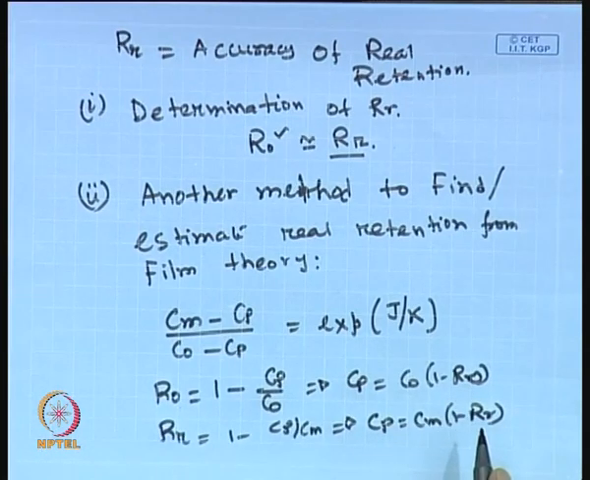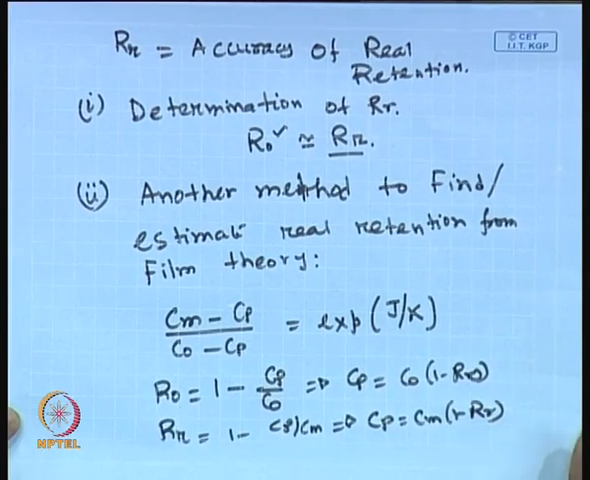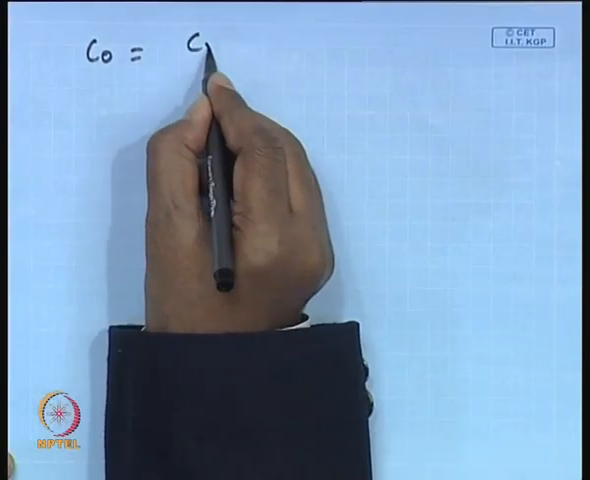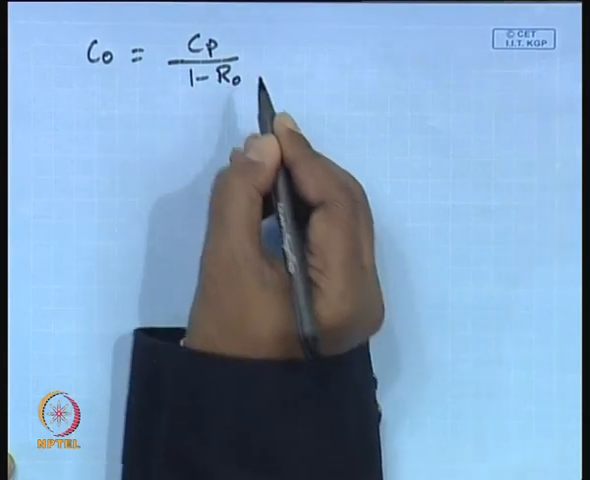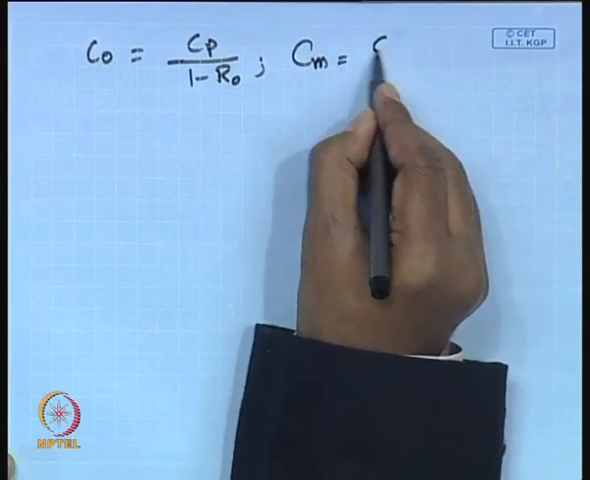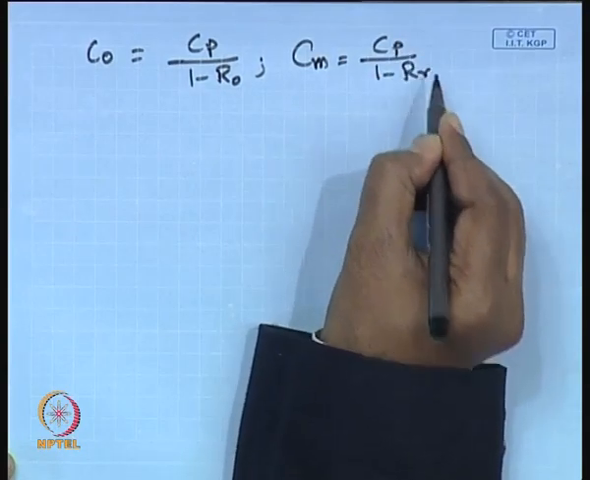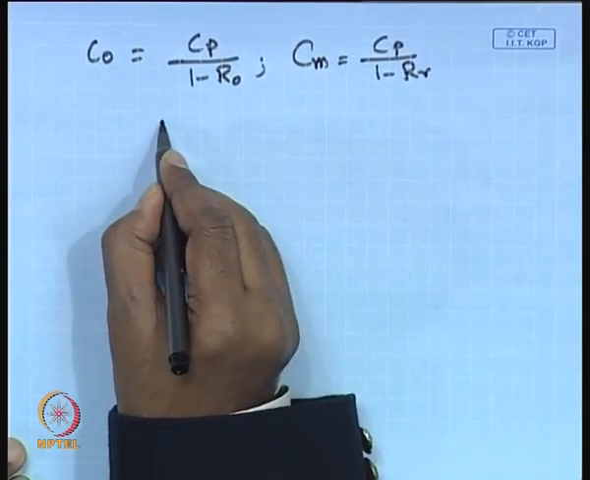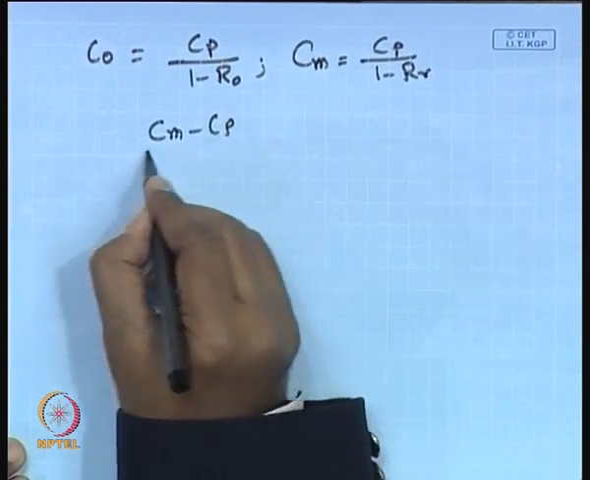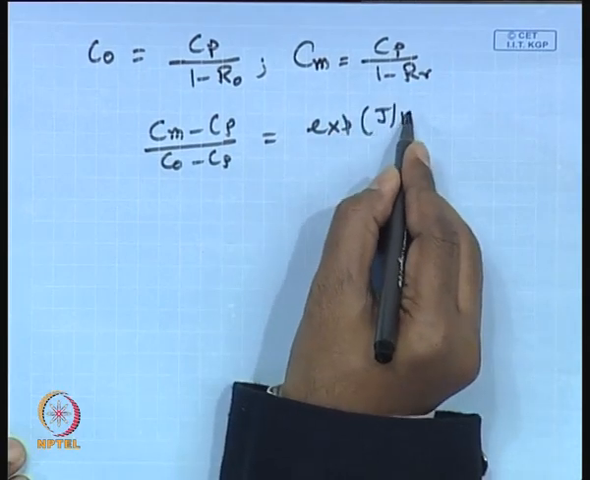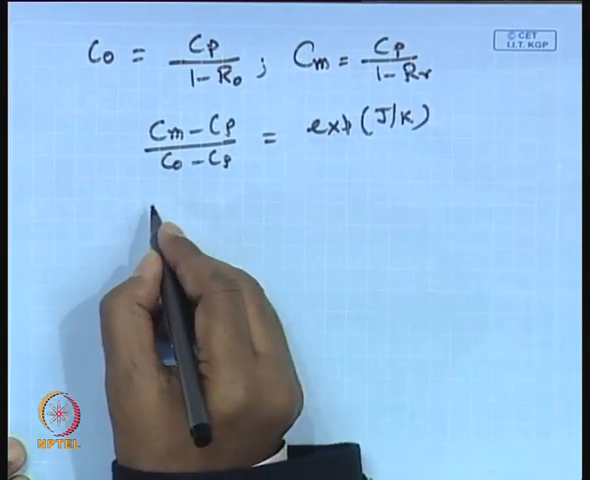Now, we substitute this in the above expression, that means we evaluate C naught. What is C naught? C naught is nothing but Cp divided by 1 minus Ro. And what is Cm? Cm is nothing but Cp divided by 1 minus Rr. Now, substitute this in the expression of the film theory, that is (Cm minus Cp) divided by (C naught minus Cp) is equal to exponential J by K. If you do that, what will you be getting?